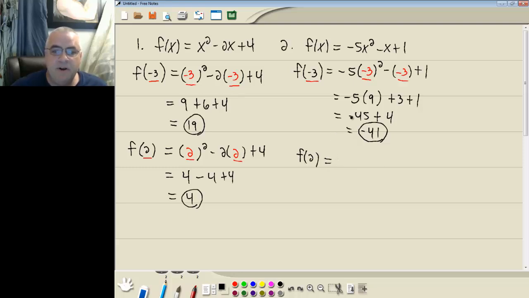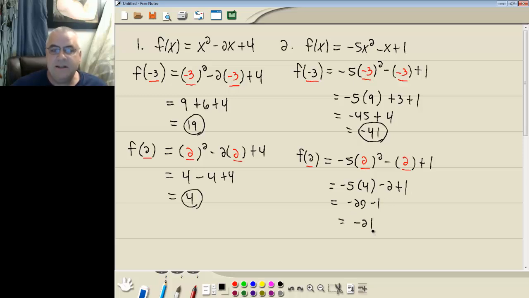Now f of 2. Again, we'll go back to our original function. Everywhere we have an x, we'll put in parentheses. So I got negative 5 times parentheses squared minus parentheses plus 1. And again, whatever's inside the parentheses right here is automatically we'll put in here and here. So put a 2 there and 2 there. And we want to simplify. 2 squared is 4. And that's just a minus 2 plus 1. Negative 5 times 4 is negative 20. Negative 2 plus 1 is negative 1, which then gives us negative 21. And that's our answer.